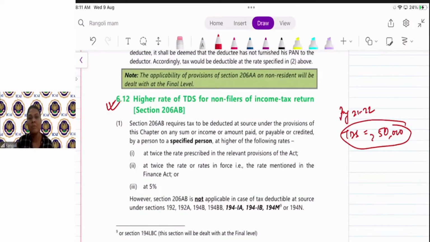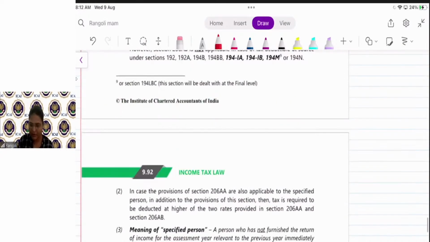So in the current year, whatever amount is paid to Mr. X, the TDS is required to be deducted at the higher of the following rates: twice the rate prescribed in the relevant provision of the Act, twice the rate in force, or 5%, whichever is higher. So here the definition of specified person is given.